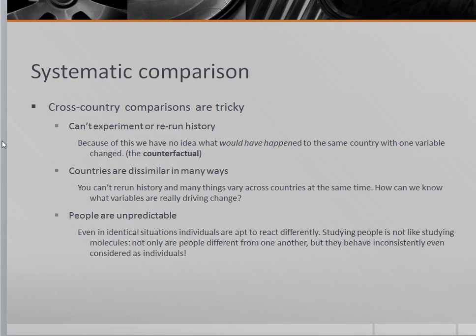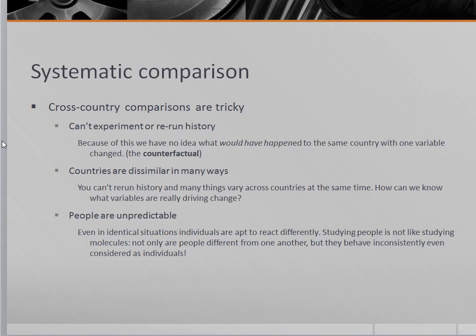We don't know what would have happened to the same country with one variable changed. We never have access to this counterfactual in a way that you might be able to have in a lab when you are playing around with molecules and atoms.